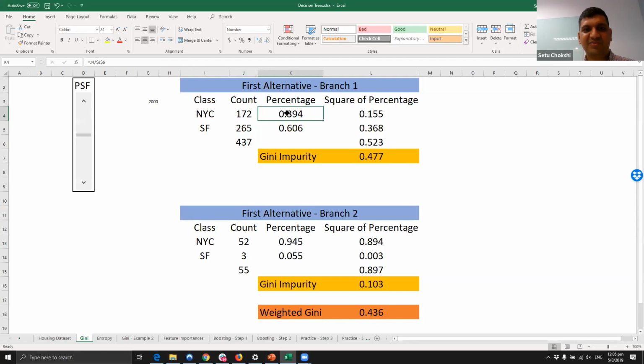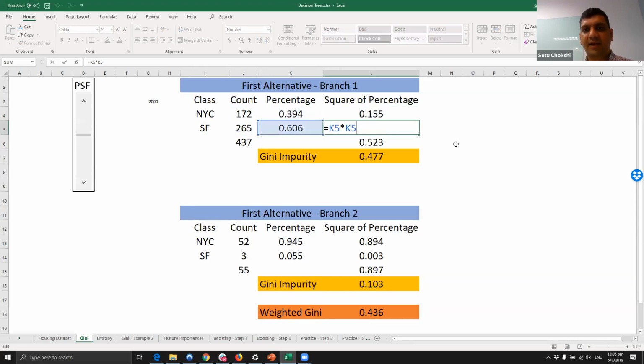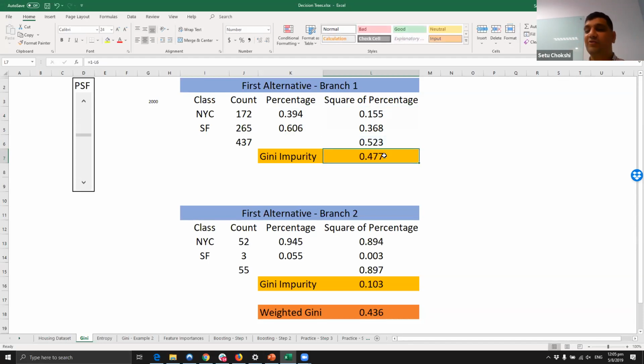So now I take a percentage, right? I say 172 divided by 437, that gives me a percentage. I do the same thing for San Francisco. Now I take a square of percentages, which is nothing but the square of these values, and then I sum it up. And then my Gini score is 1 minus this particular value. But remember, I also have a second branch, which I need to do the calculation for. So I do the same.